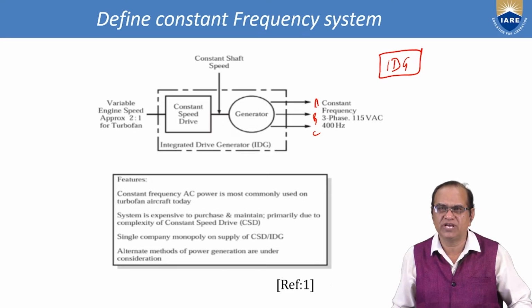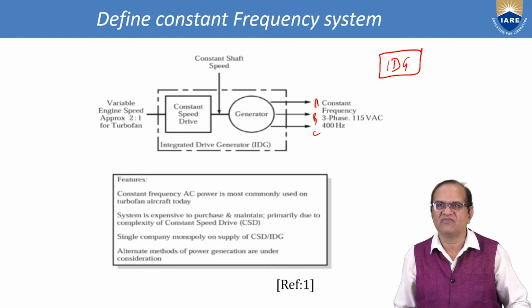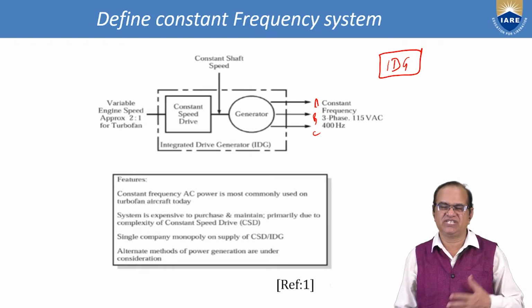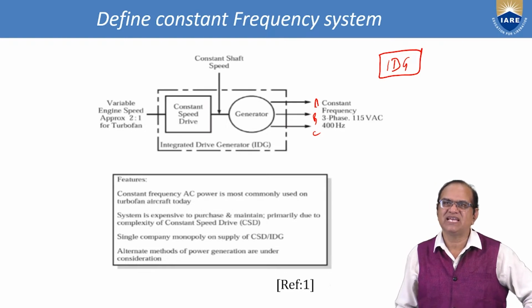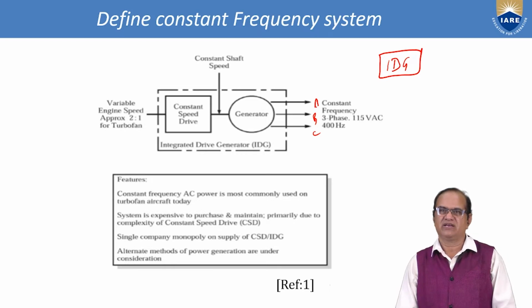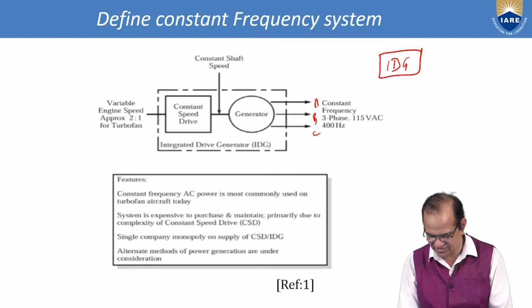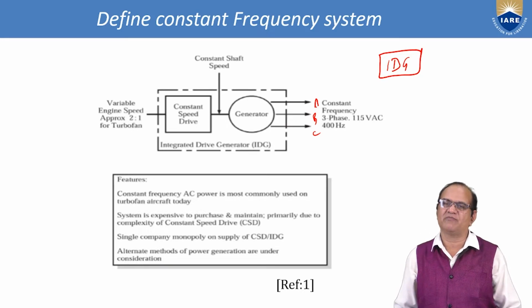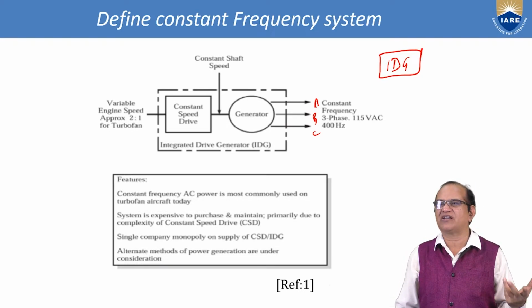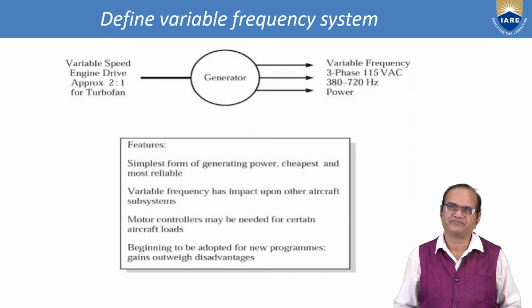The feature of this system is that constant frequency AC power is most commonly used on turbofan aircraft today. The system is expensive to purchase and maintain, primarily due to the complexity of the constant speed drive. CSD is very costly. There is a single company monopoly on supply of CSD and IDG. Only one company in the world is able to make it. Alternate methods of power generation are under consideration. So due to the monopoly of one company, the cost is increased, and alternate methods are being looked at.